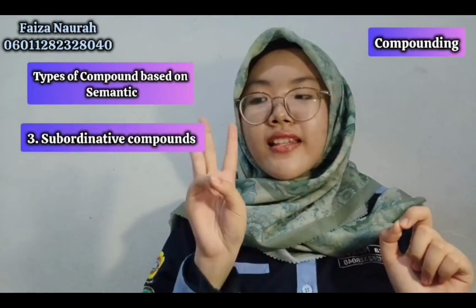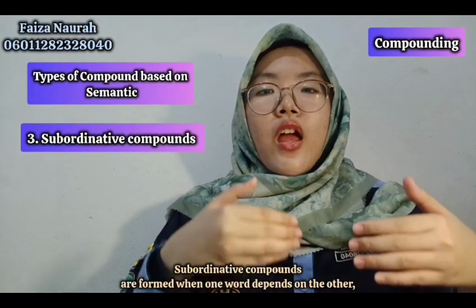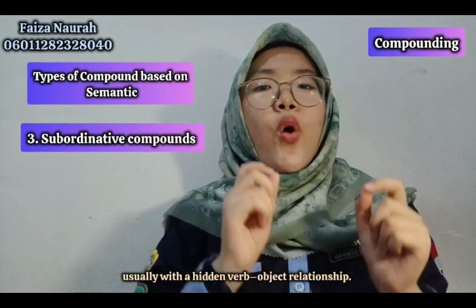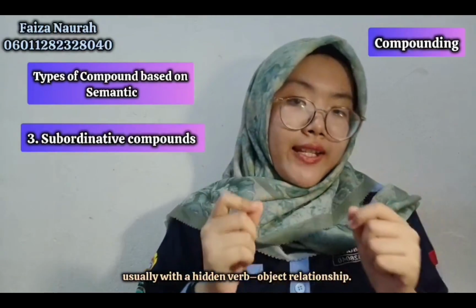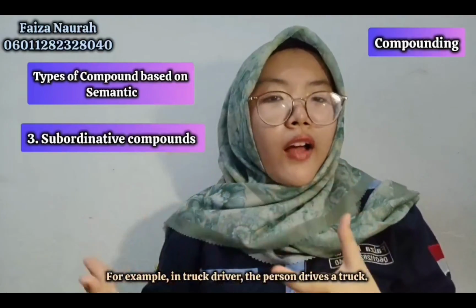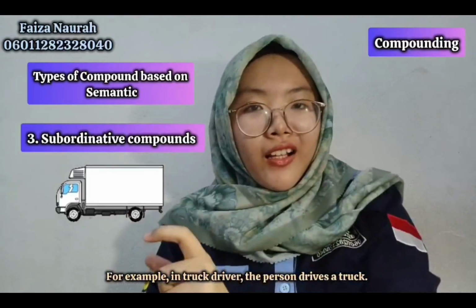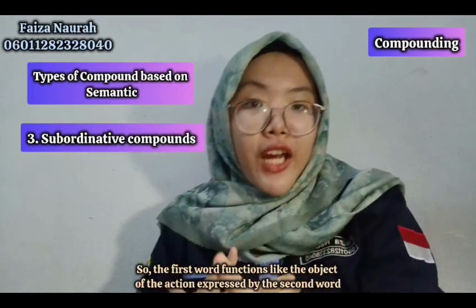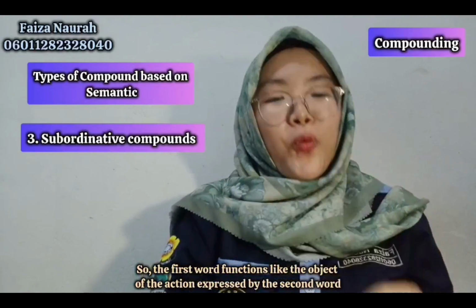And third one, subordinative. Subordinative compounds are formed when one word depends on the other, usually with a hidden verb-object relationship. For example, in truck driver, the person drives a truck. So the first word functions like the object of the action expressed by the second word.